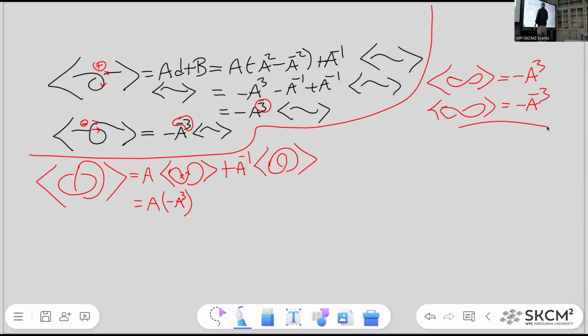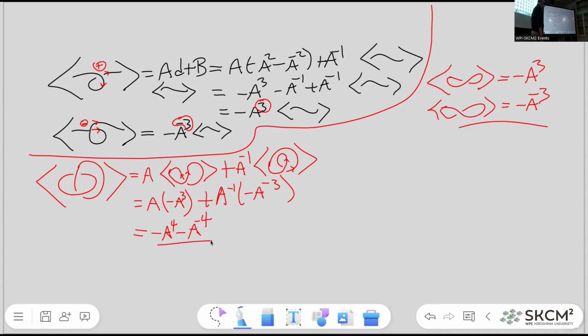Now, what about this one? Well, let's see, I'll orient it. And oh, it's negative, okay. So that's plus A inverse times minus A to the minus 3. And so I get minus A to the 4th minus A to the minus 4th. And that's my value for the Hopf link. And that's invariant under Reidemeister 2 and Reidemeister 3. So if you wanted to try an experiment, you could mess this up using Reidemeister 2 and Reidemeister 3 and calculate again. You'll get exactly the same result.